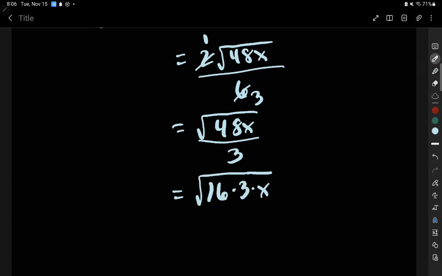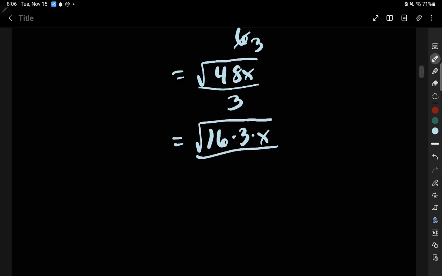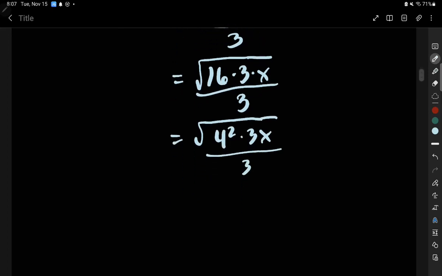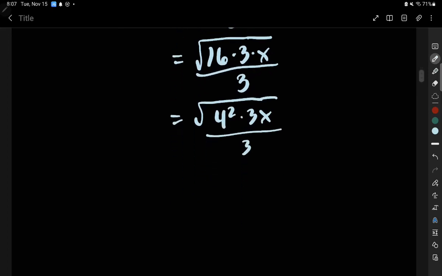And the idea there is 16 can be written as 4 squared, where we can get the square root of 4 squared. So that's why we write it in that way, unlike the 12 times 4. And then copy the 3. So 16 can be written as 4 squared times 3 times x all over 3. Square root of 4 squared is 4. So we can take out 4, and what's left inside is 3x.